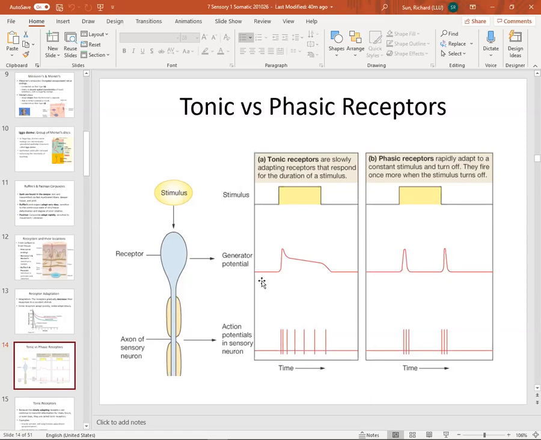So the tonic receptor is a good receptor to detect a continuous status. The fast adapting, rapidly adapting receptor, or the phasic receptor, is one to tell the phases, or one to tell the changes, the high frequency differences.